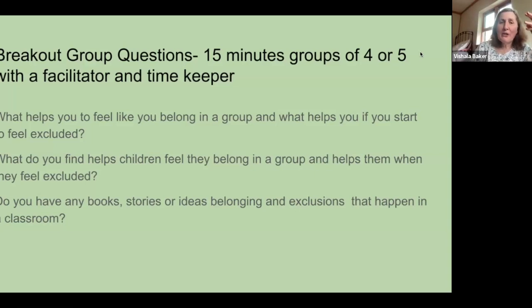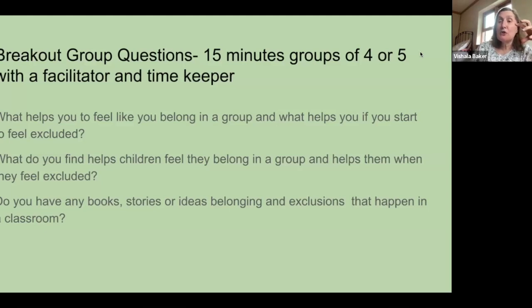Here are the 3 questions. What helps you to feel like you belong in a group? And what helps you if you feel excluded? What helps children feel they belong in a group, and what helps them when they feel excluded? And do you have any books or stories or ideas?